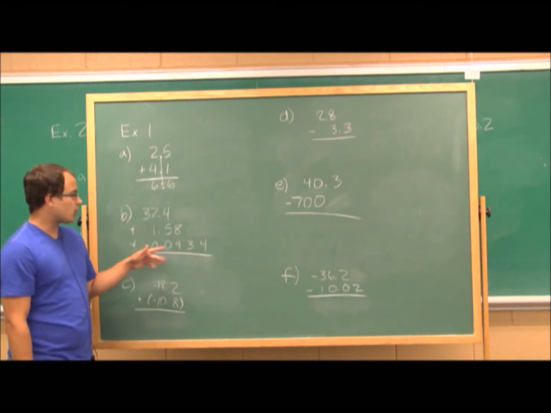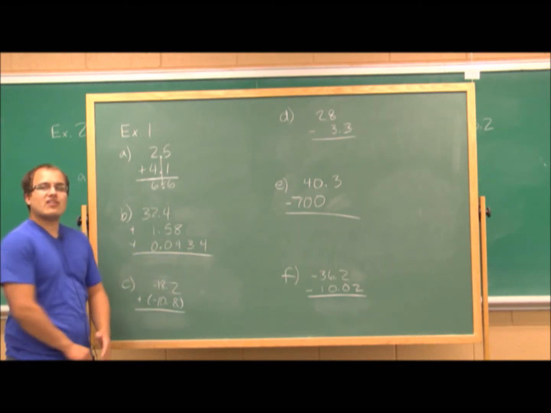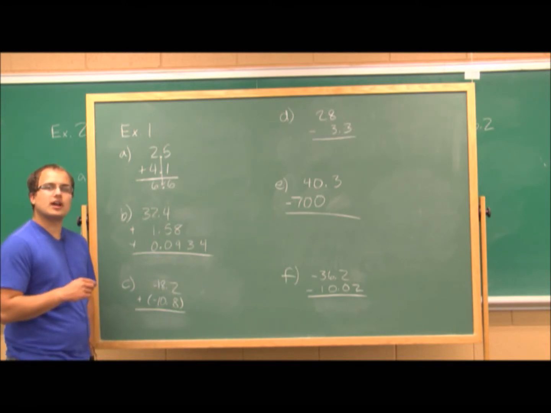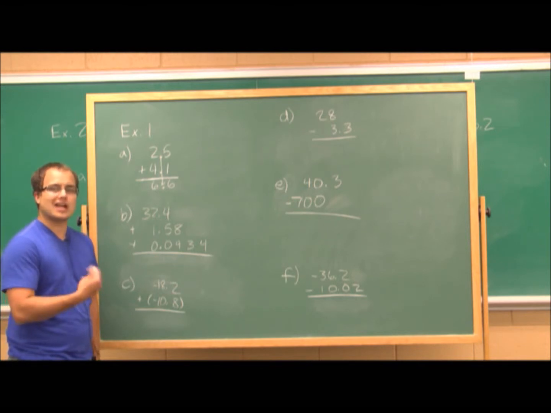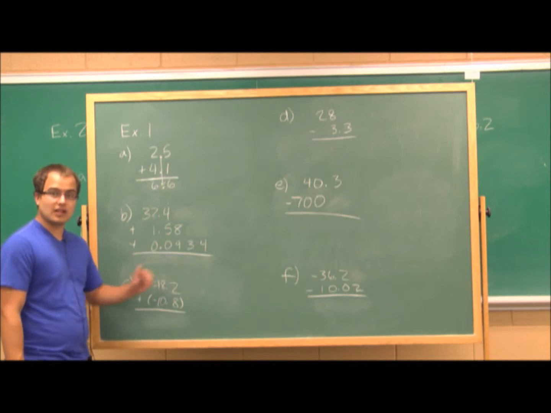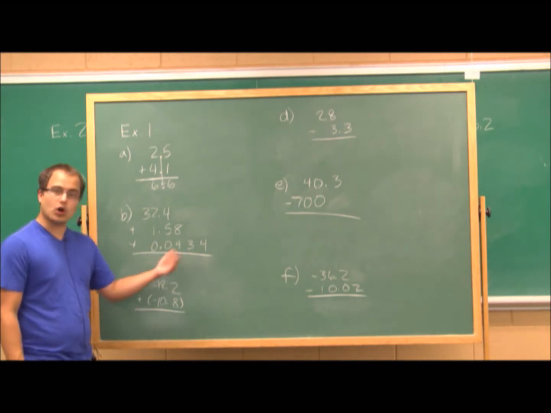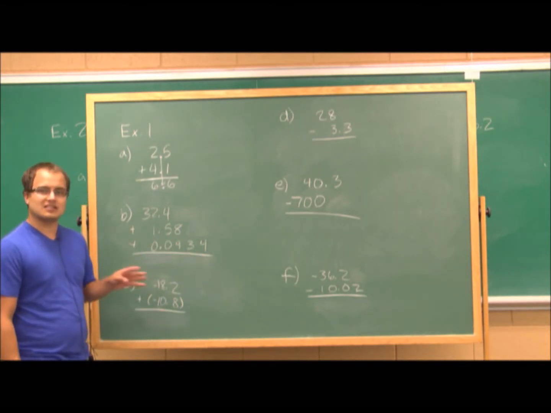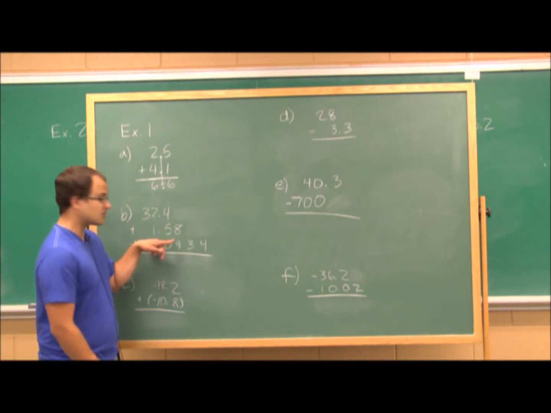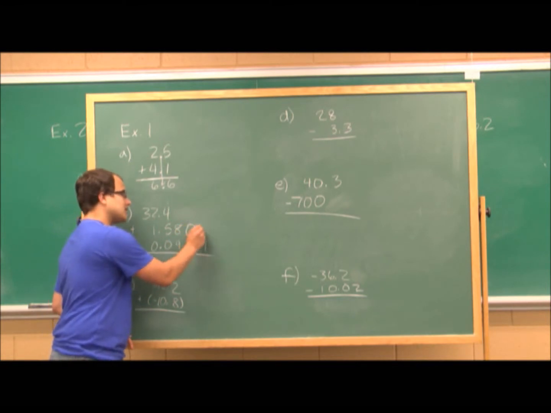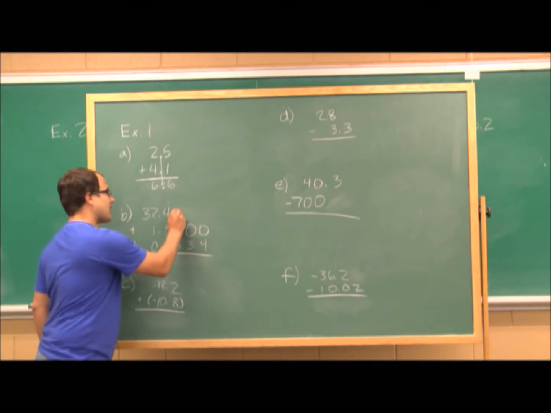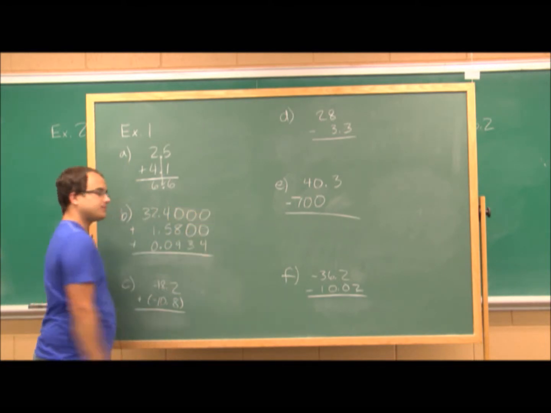Now with B, we have 32.4, 1.58, and 0.934. When they don't have the same number of decimal places, you want them to all have the same number as the number with the most decimal places. Now that is pretty wordy. All you do though is look for the number with the most decimal places, which is this one because it has 4, and make sure every other number has the same number of decimal places. So since this has 4, this only has 2, so I have to add 2 trailing zeros. 32.4 only has 1 decimal place, so I have to add 3 trailing zeros.